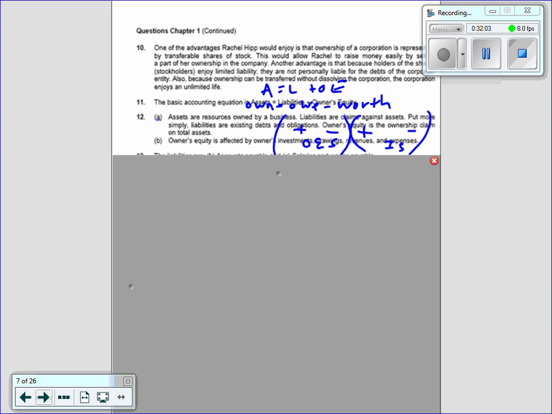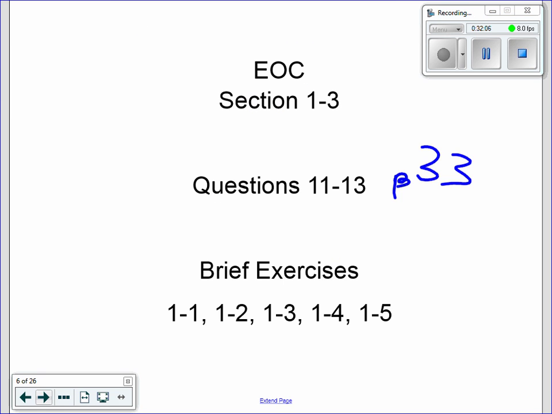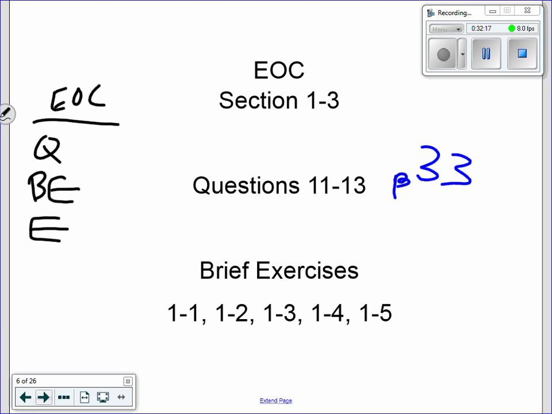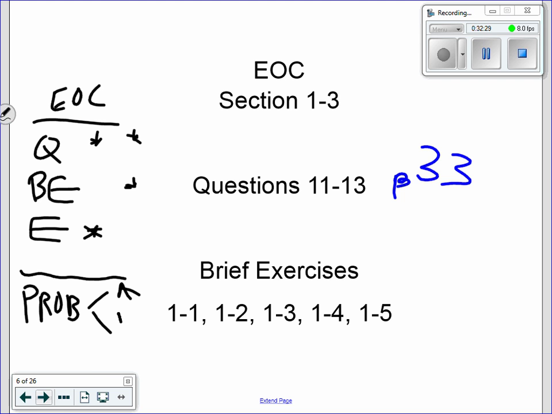Let's go on to our brief exercises. So remember, there's a couple different things we can do in a chapter at the EOC time. EOC, we could do questions, we could do brief exercises, or we could do exercises. Yesterday we did here. Today we're doing questions and brief exercises. Remember, at the very end, that's when we will do problems. We'll typically do an A set together. You'll do B sets on your own. And sometimes I'll even provide a C set for you to just practice at your leisure.